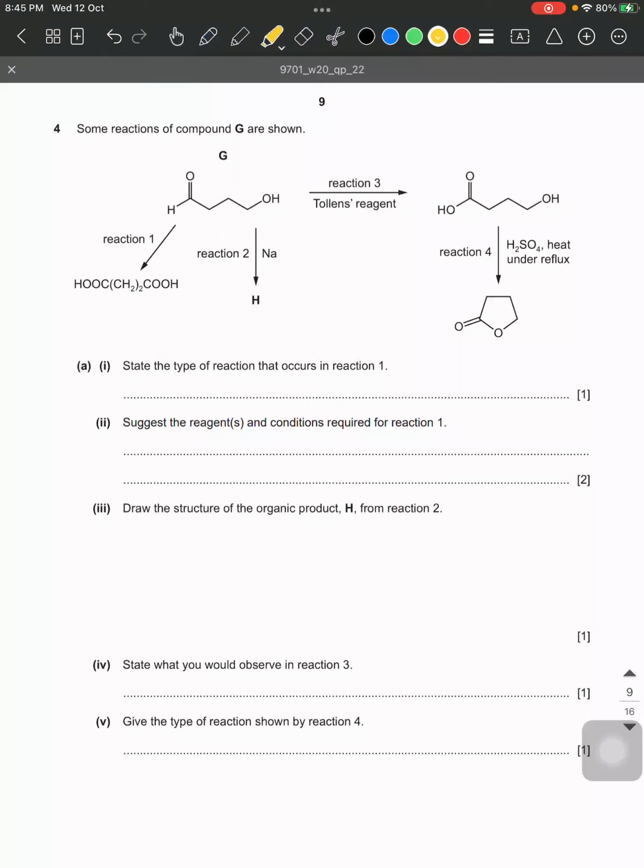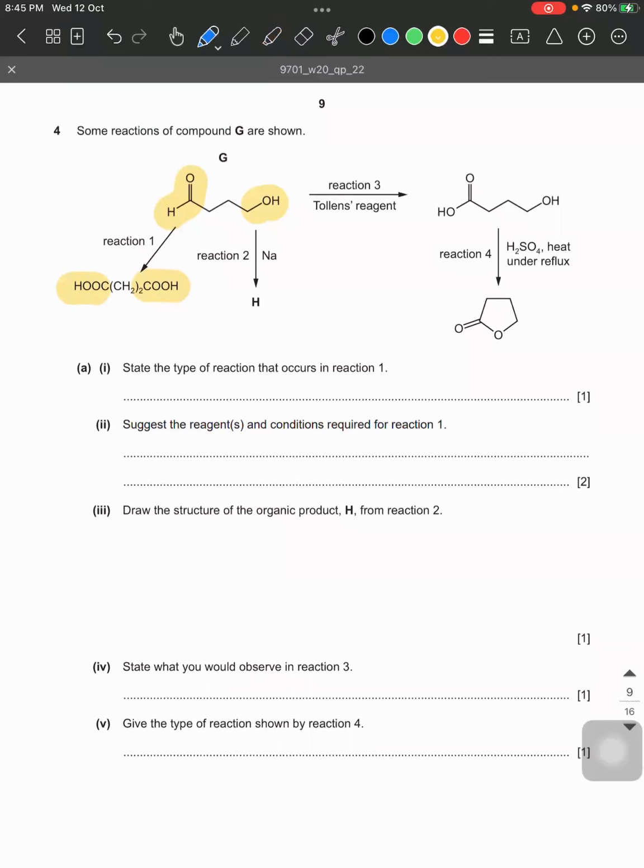So you can just look over here. It is an aldehyde. And over here you can see this aldehyde is converted into carboxylic acid. So it is very simple to identify the type of reaction because it is oxidation. But let's see some other part as well. If you focus over here, this alcohol is also going to convert into carboxylic acid. Now it's very simple for us to identify the type of reaction. It is oxidation.